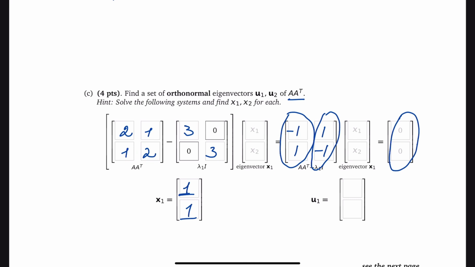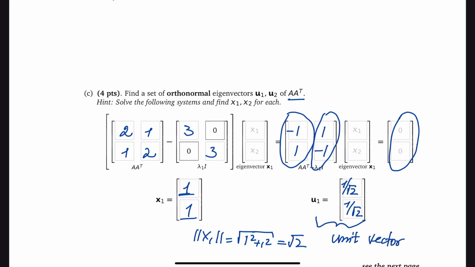So the U1 is the normalized version of this 1 and 1 vector. It's going to be 1 divided by the square root of 2 and 1 divided by the square root of 2. And we're dividing this by the square root of 2 because the norm of the x1 is equal to the square root of 1 squared plus 1 squared, which is square root of 2. So well, this vector is the unit vector. Okay, so it's important because when we put these vectors U1 and U2 as the columns of the matrix U, the U matrix should have the orthonormal columns.